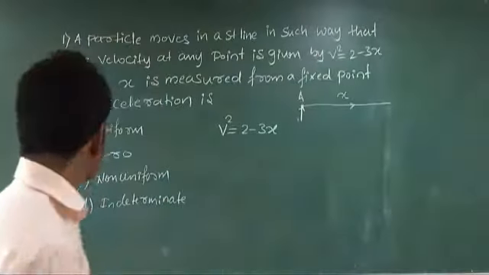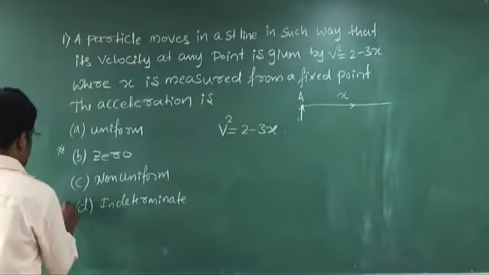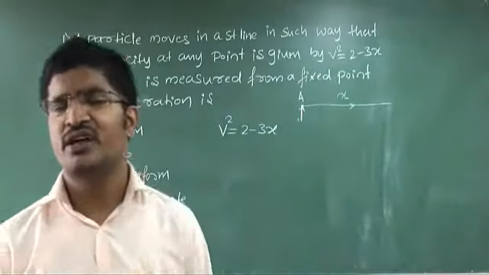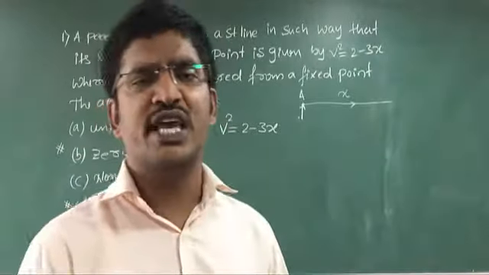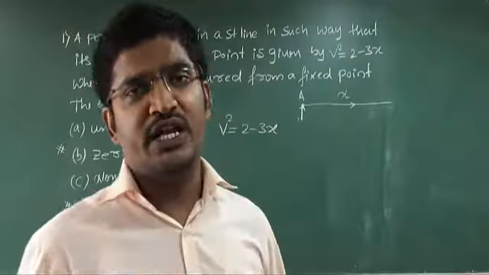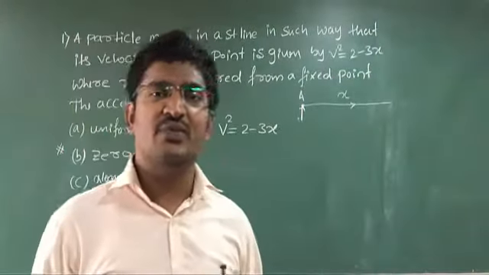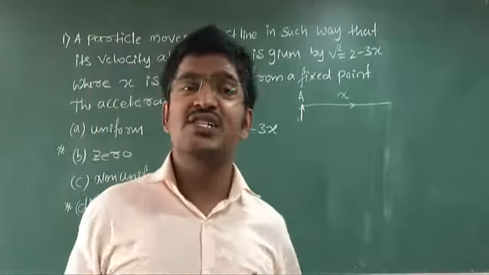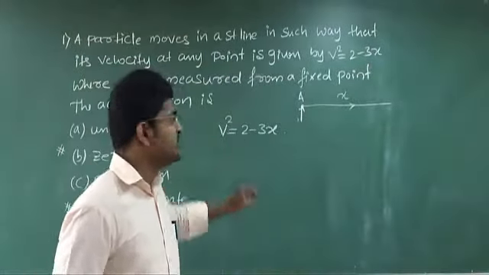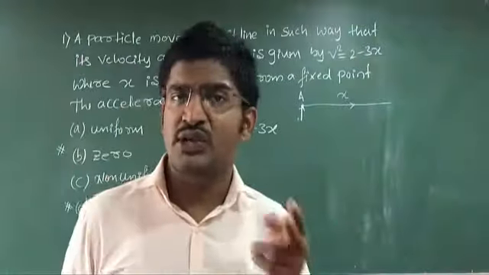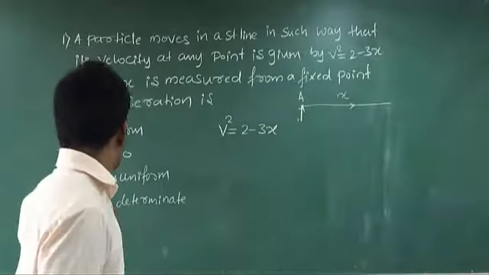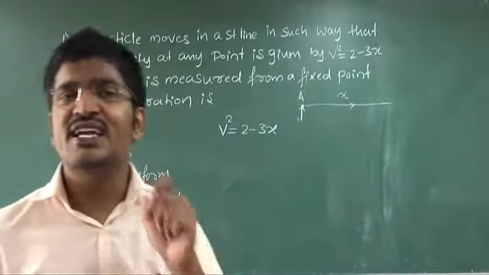Anyways, indeterminate is also not your answer, because indeterminate means it should be infinity by infinity, 0 by 0. Simply, if you differentiate the velocity, it should convert to infinity by infinity, as when solving limits. But if you differentiate this, you will get another function, but you will not get infinity. So that's why it is not an indeterminate form.